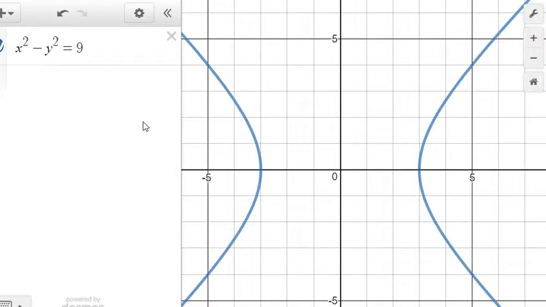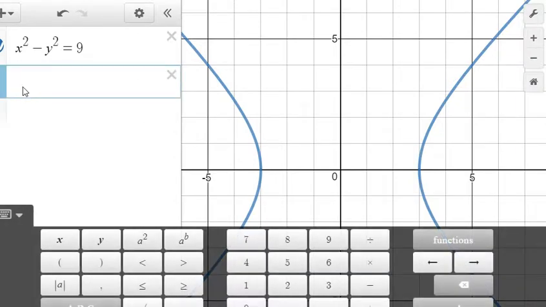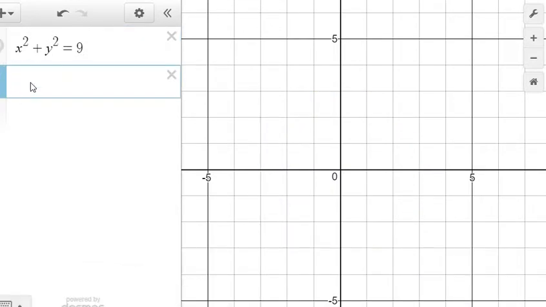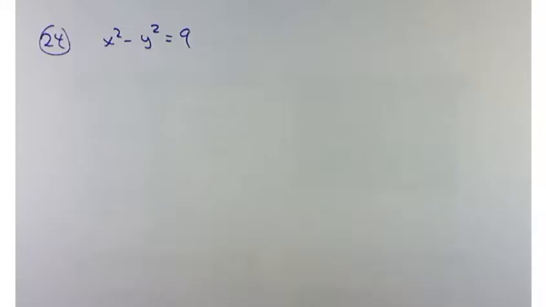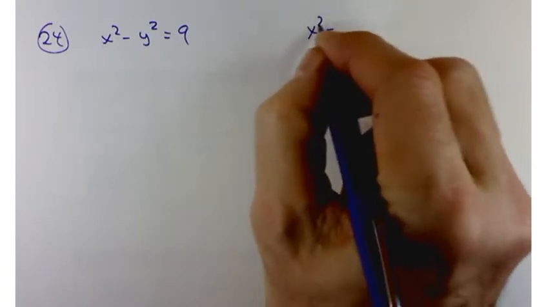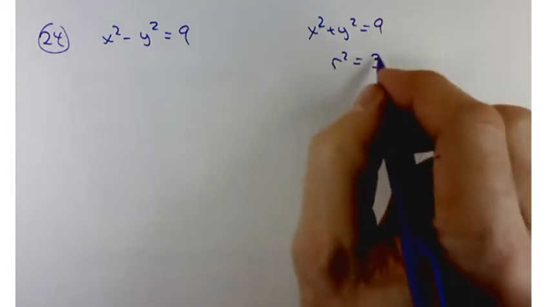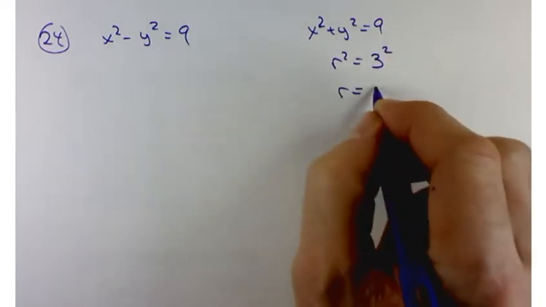Now, polar coordinates are good for some things, not really good for other things. For instance, one thing that polar coordinates is good for is the equation of a circle. Now, in rectangular coordinates, here's a circle. It's not a bad equation. But how about if I try and do that in polar coordinates? It'd be x squared plus y squared equals 9. So that's r squared equals 3 squared, or r equals plus or minus 3.